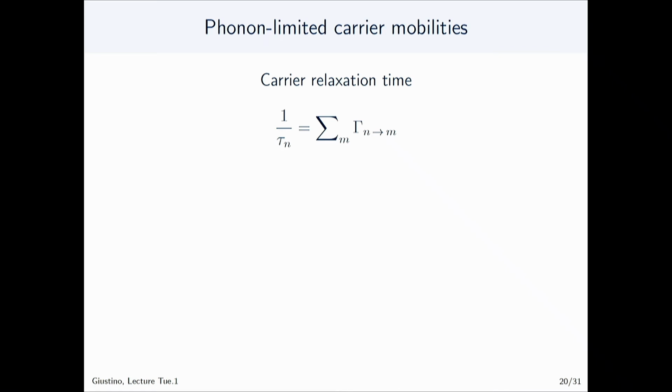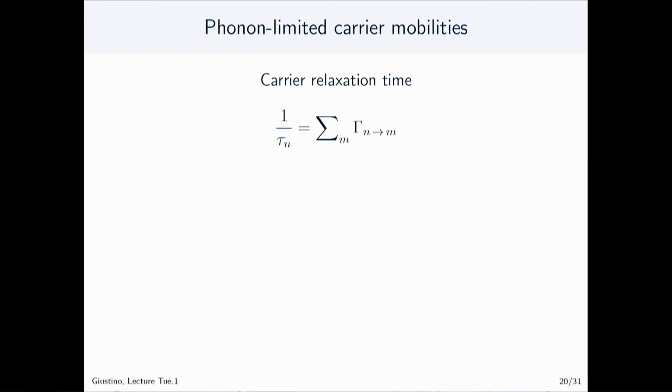We can do something a bit more complicated, which is simply to ask what is the rate for an electron not to go to just another state, but to go anywhere. That's just the sum of the transition rates to any other possible state. This number is the sum over all the final states of these transition rates, and it is called the reciprocal of the relaxation time of an electron.